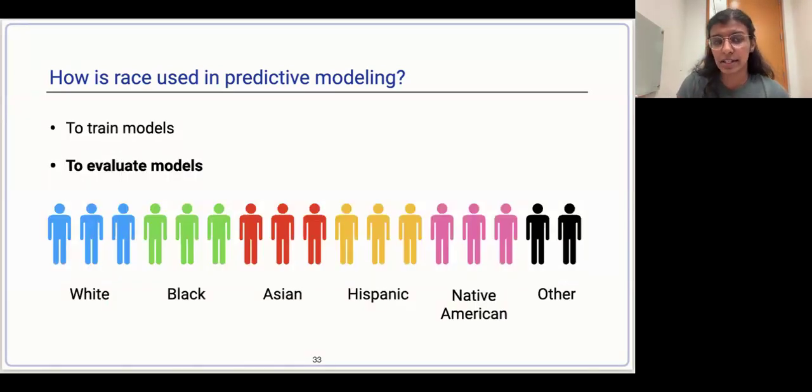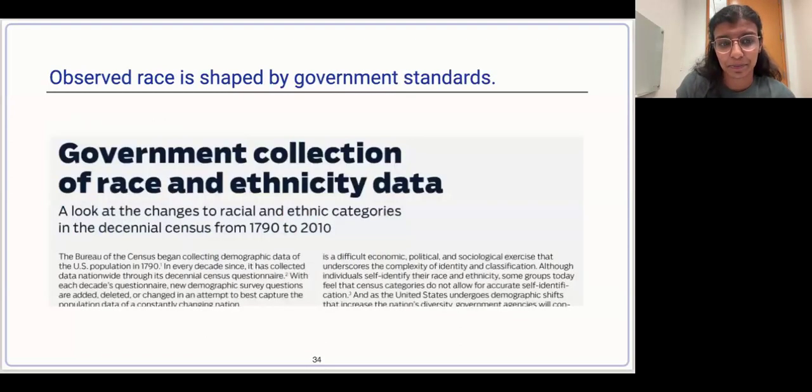But in contrast to this area of work, our focus here is to study how race is used to evaluate machine learning models. And doing so is important because we want to know if a predictive algorithm performs poorly in a marginalized population, since this risks exacerbating health disparities.